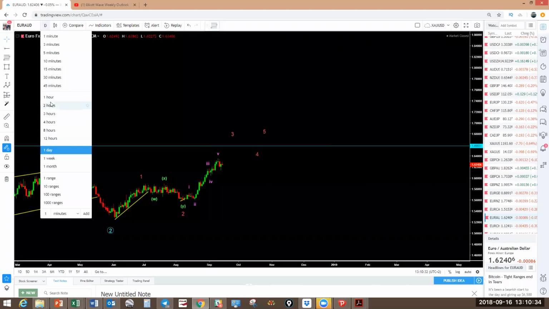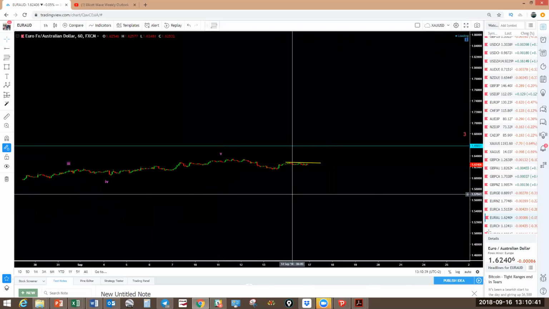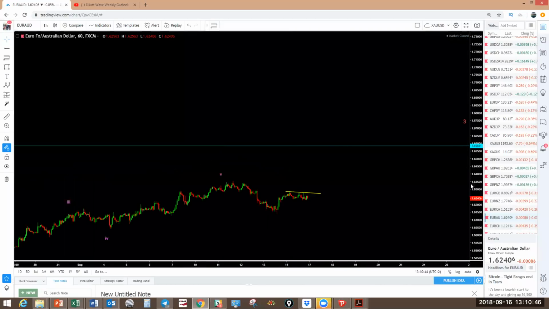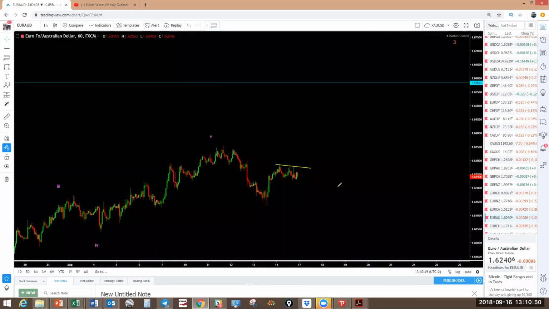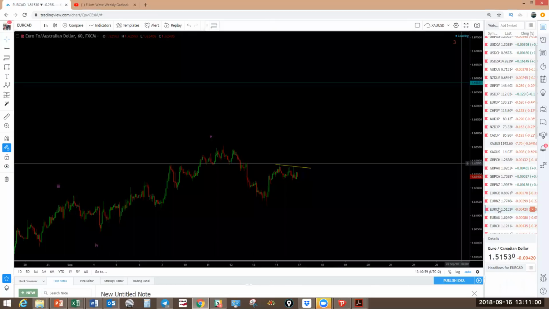Let's go 1 hour again, one more time, just to check it quickly, see that correction again. Okay, it is clear, so we'll keep an eye on that. So there's a nice entry point for those that missed that move. That's EURAUD. EURCAD, let's have a look.